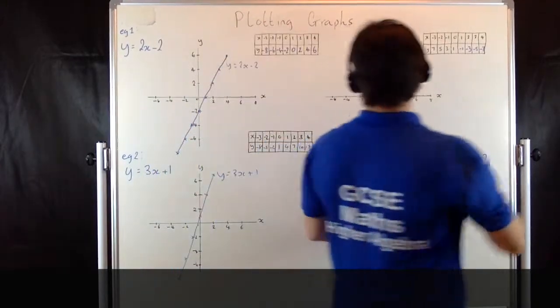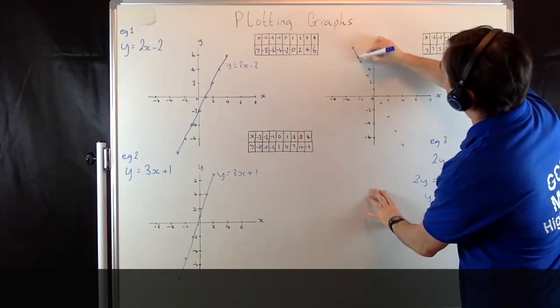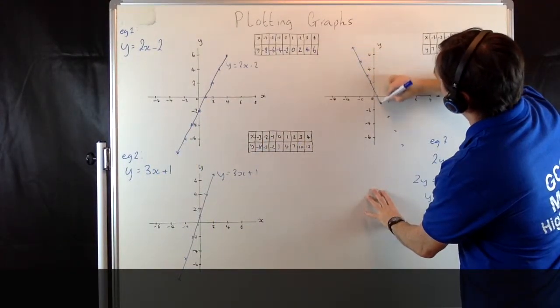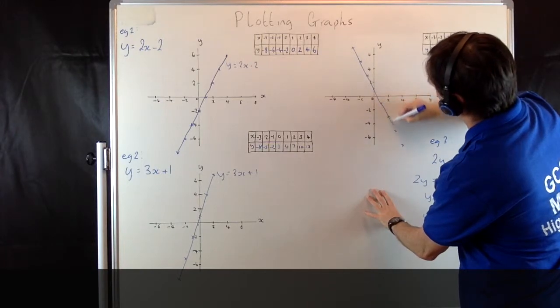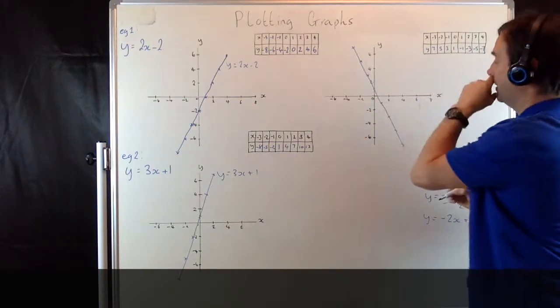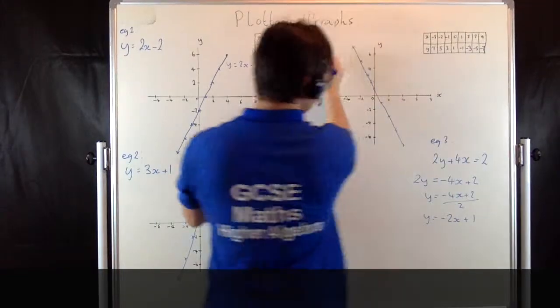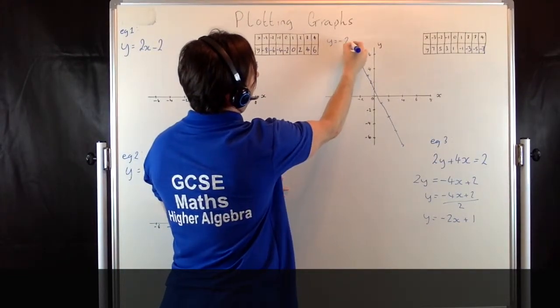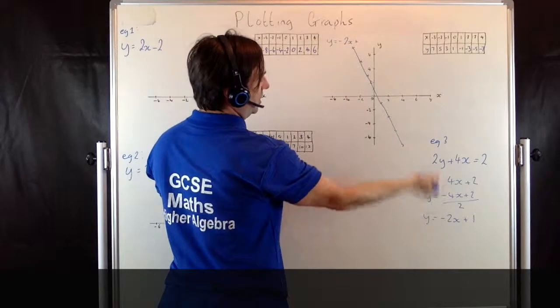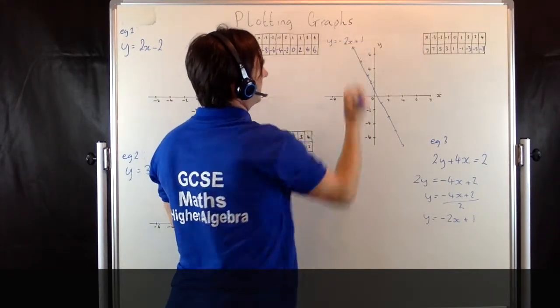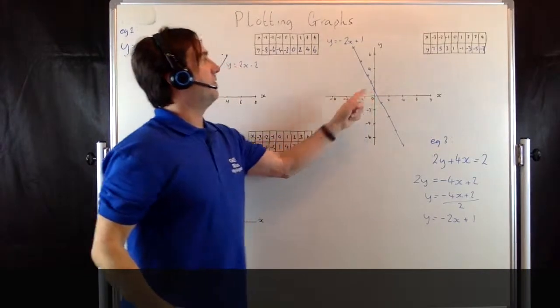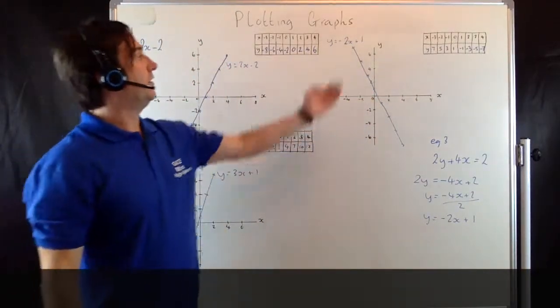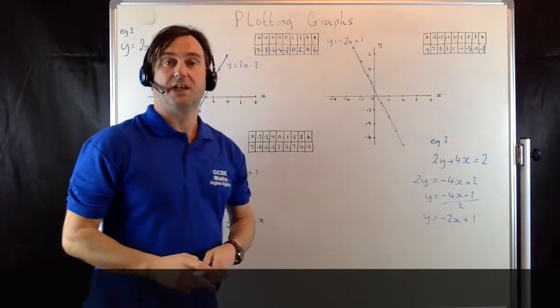I've got my points. All that remains for me to do is to join them up. Please use a ruler, like I said, when you're doing this. So my graph becomes, let's write it in its rearranged form, y equals negative 2x plus 1. And again we can see that it's cutting the y-axis at 1, which relates to the 1 in our equation.